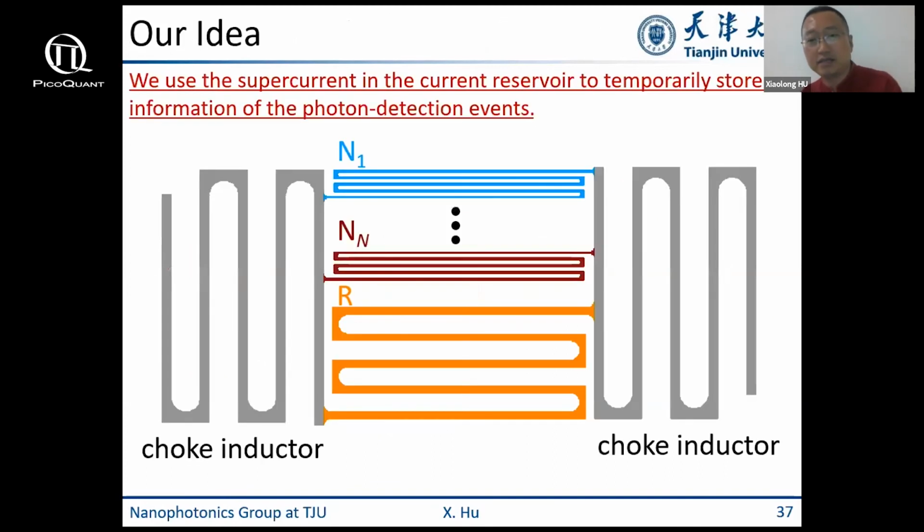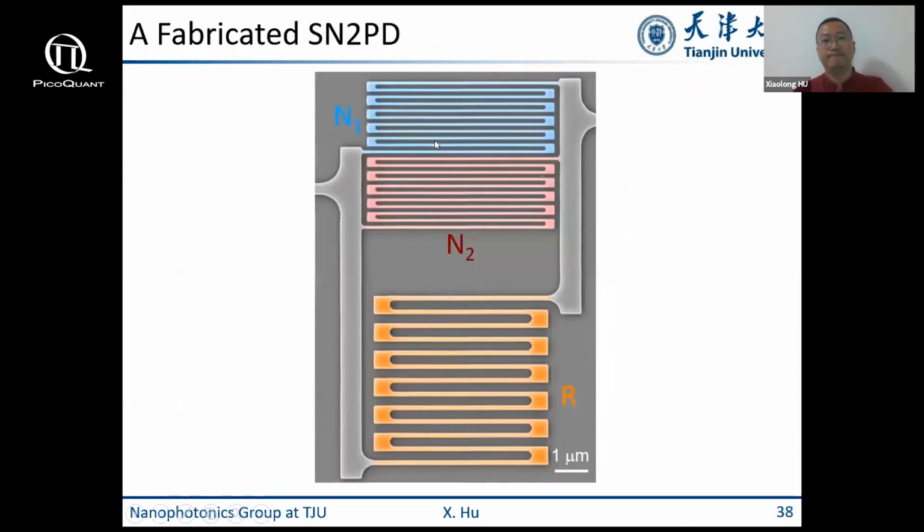This is our idea and the schematic of the device structure. The device includes n photosensitive nanowires, N1, N2, and Nn, and also a wider nanowire that behaves as a current reservoir. I'm going to explain that. They are all connected in parallel, and then connected with choke inductors. The important parts are N1, N2, Nn, and R. The central idea is to use the supercurrent in the reservoir to temporarily store the information of the photon detection events. This is a fabricated case of an SN2PD.